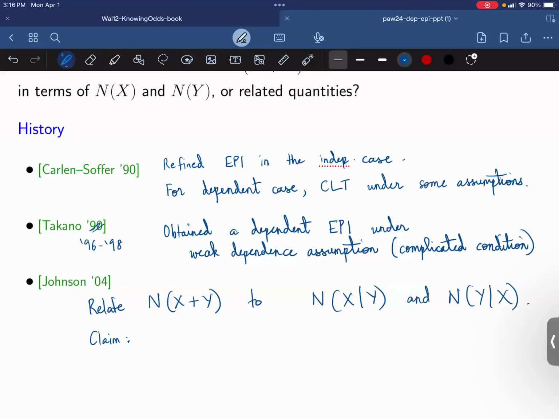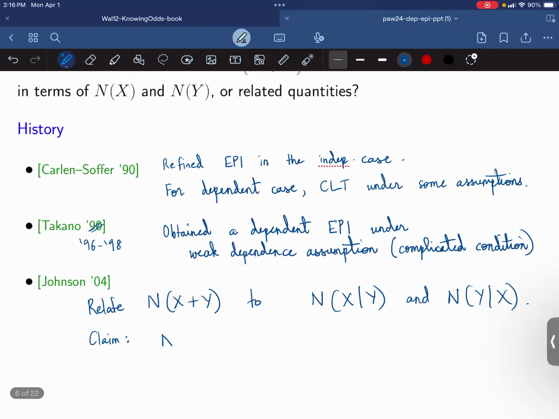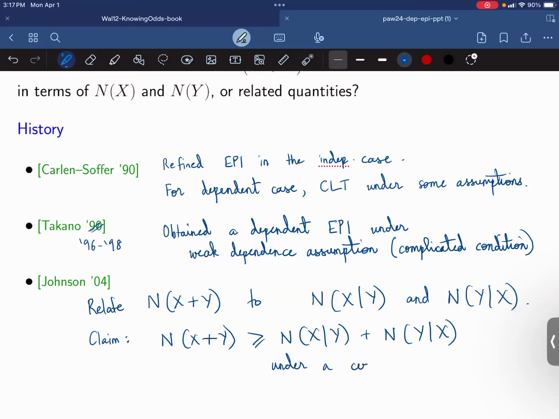result. Basically he claimed a result of the form: entropy power of x plus y greater than or equal to entropy power of x given y plus entropy power of y given x, under a certain assumption.